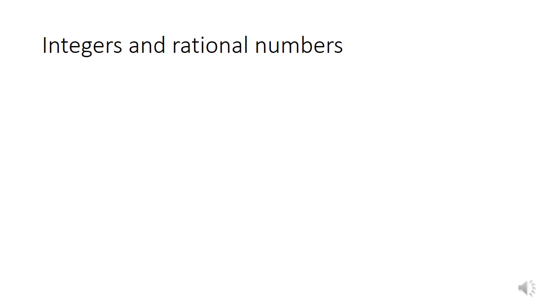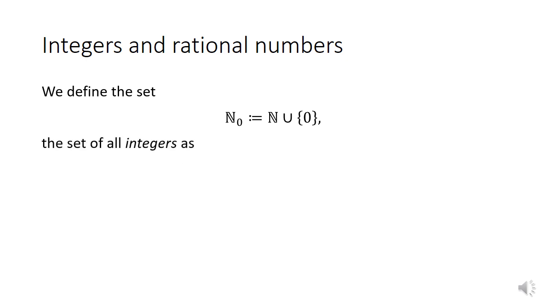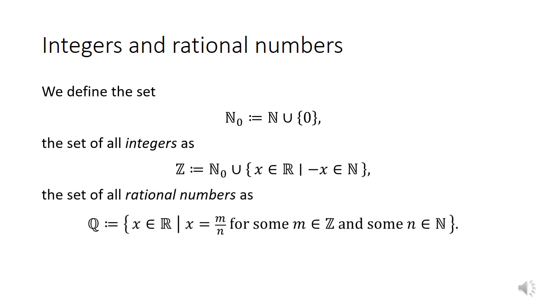Once we have defined the natural numbers, we can also define integers and rational numbers. We define the set N0 as N union the singleton containing 0. The set Z of all integers as N0 union the set of all reals for which the additive inverse is in N. The set Q of all rational numbers as the set of all reals that are a quotient of an integer and a natural number.